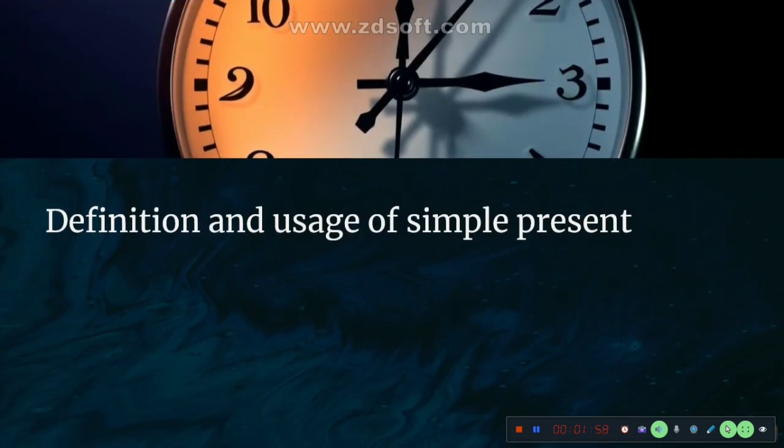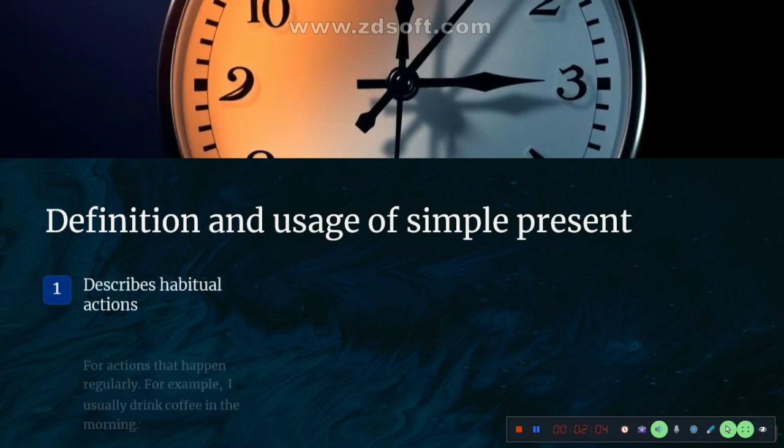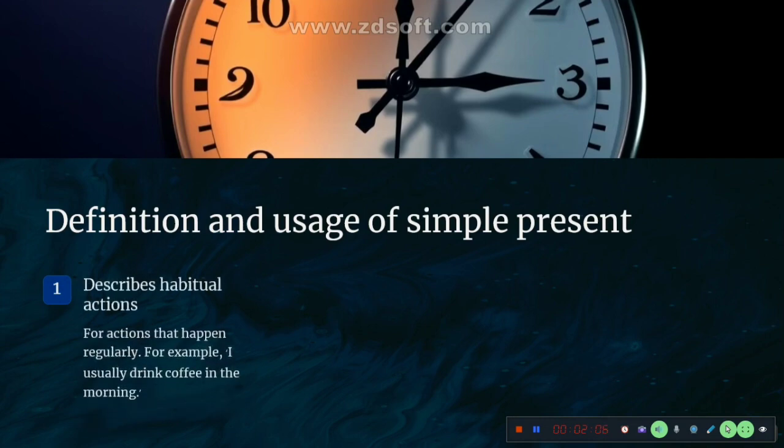Let's see the usages of the simple present. Number one, describes habitual actions, for actions that happen regularly. For example, I usually drink coffee in the morning. Or, you usually go to school. I usually wear suits in my work. And all the actions that you do in your daily routines or your habitual actions, we use simple present.